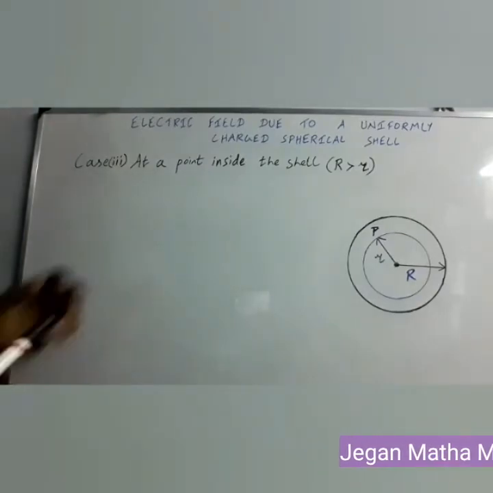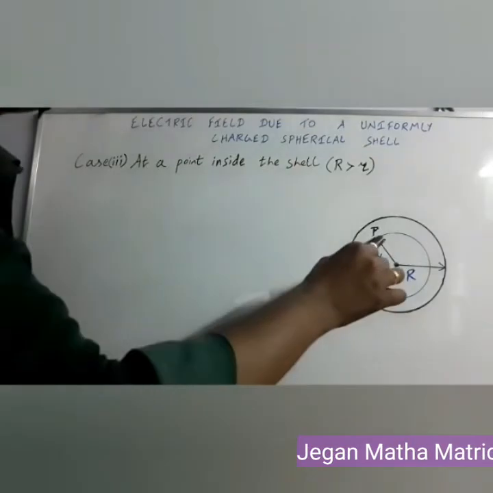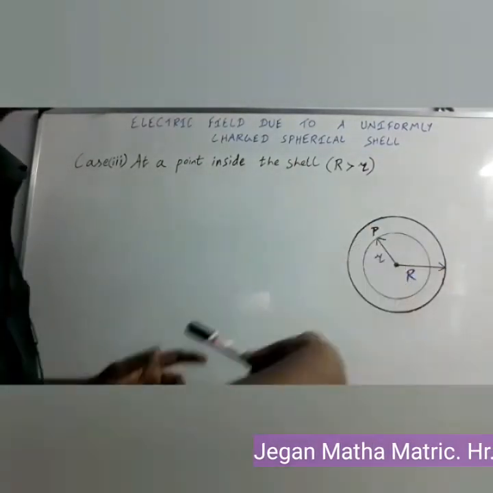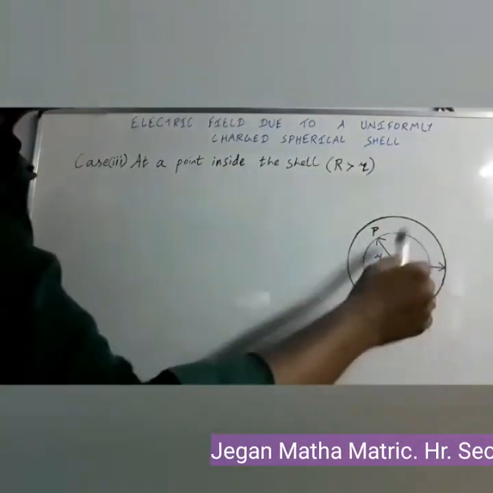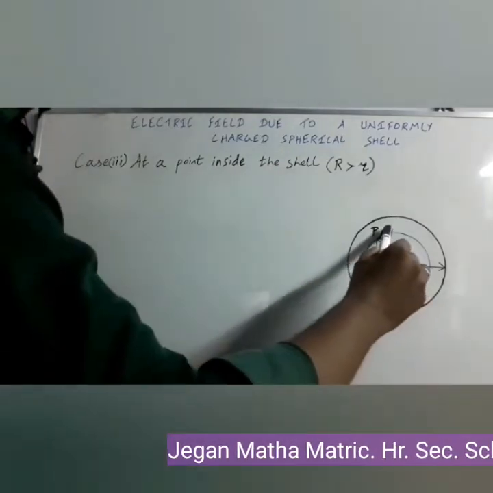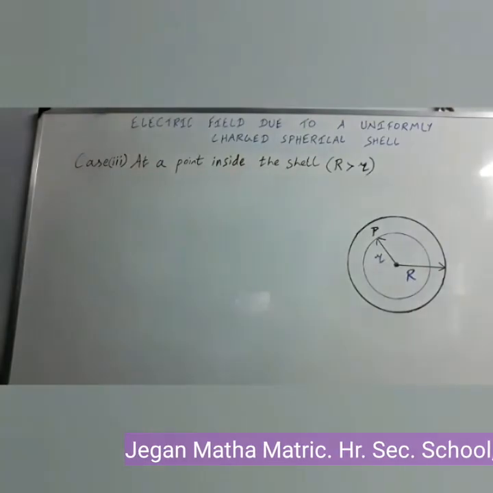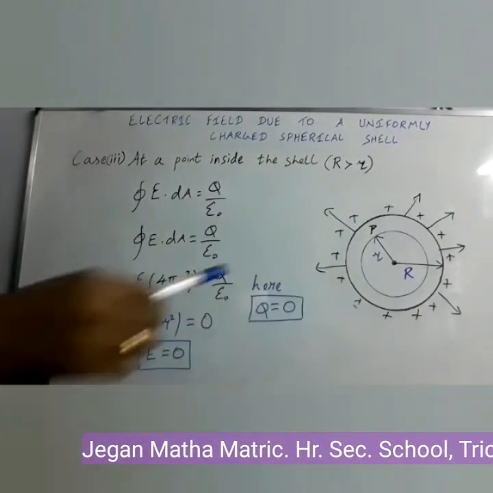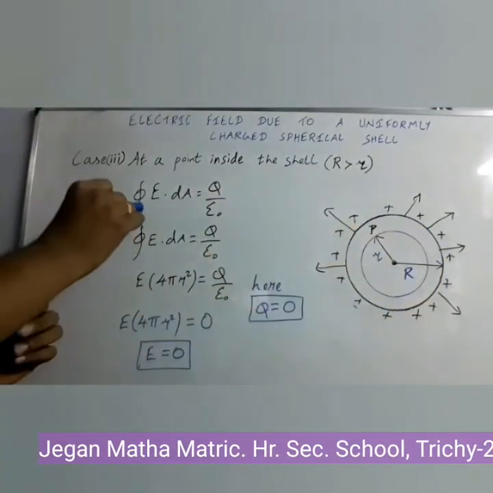Now we are going to find the electric field at a point inside the shell. So we have taken the point P inside the shell. The distance between point P and the center of the sphere is small r. In this case, small r is lesser than capital R, the radius of the spherical shell. Now we have imagined the Gaussian surface with radius small r. By using Gauss law only, we are going to find the electric field at the point P, which is inside the shell now. So I have written the Gauss law.